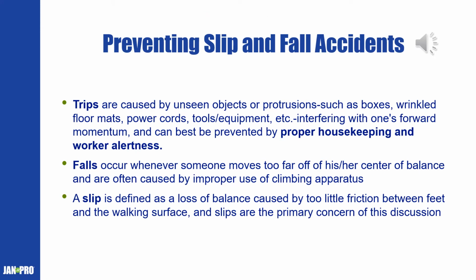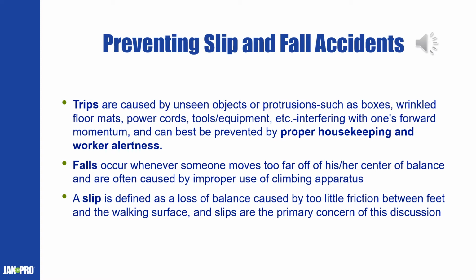The trips are caused by unseen objects or protrusions such as boxes, wrinkled floor mats, etc. These can best be prevented by proper housekeeping and worker alertness. Remember, we talked about if you're doing an entry rug into a lobby area and you pick it up and you clean underneath it and you vacuum it and you put it down, you need to make sure that those area rugs, from one transition to the other, first the rug is flat and then it's not creating a trip hazard for people coming in.